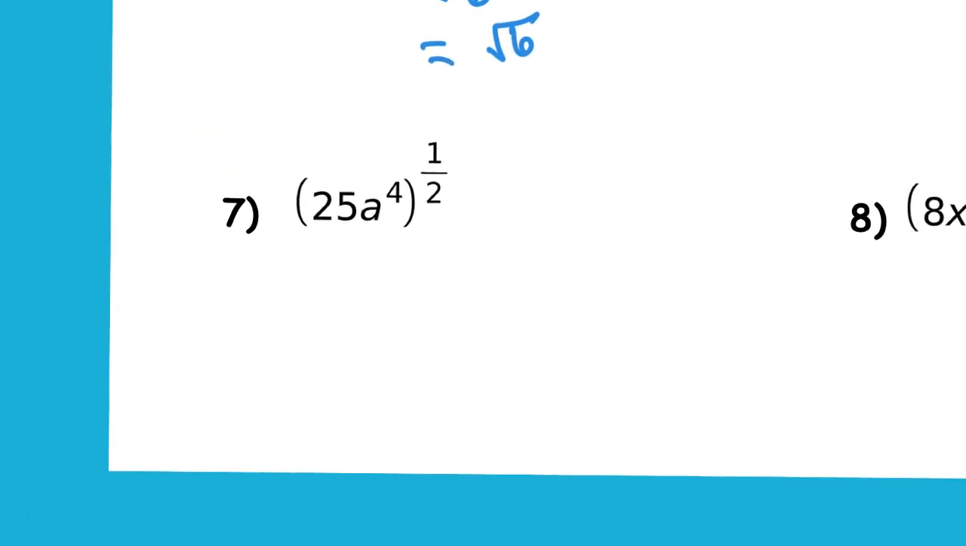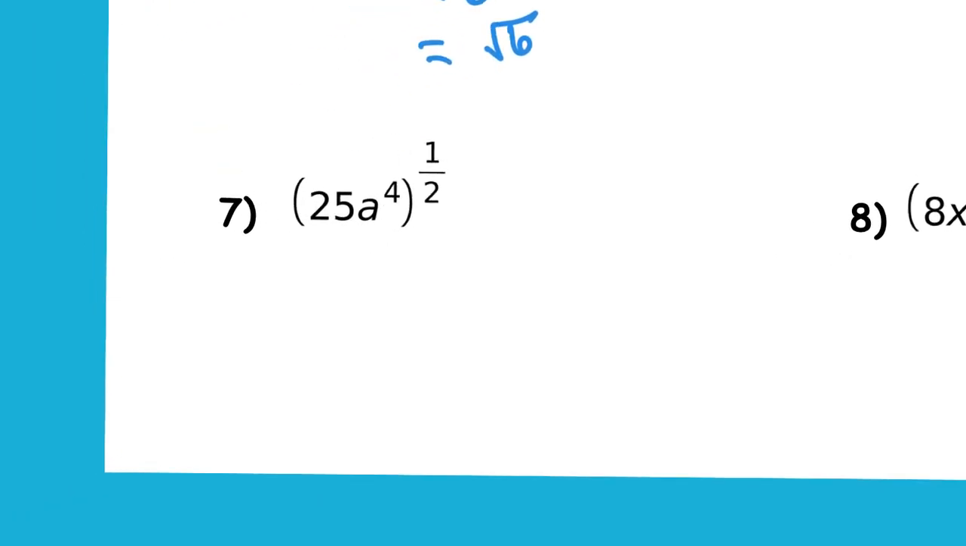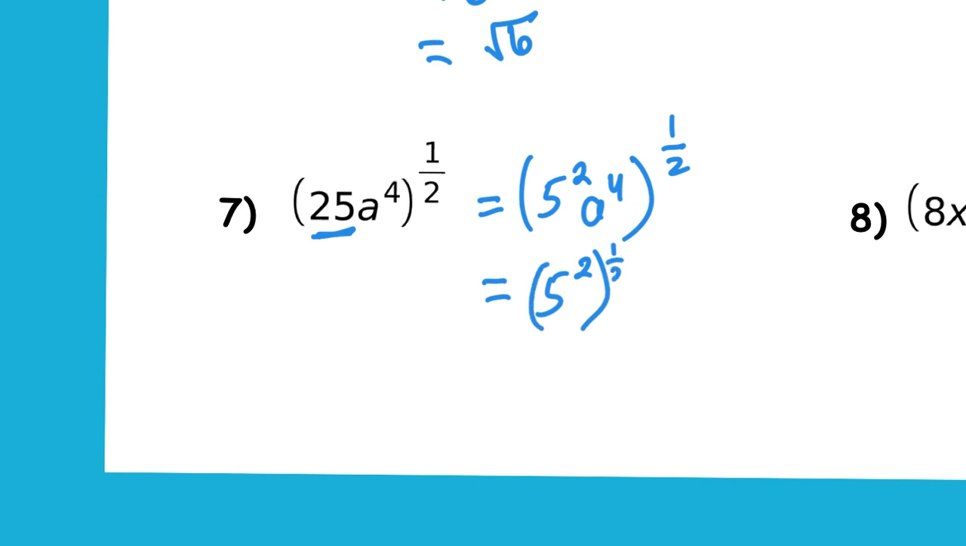Okay, so next. Oh, this is a really good one. So let's think about getting 25 to prime. So we're going to be 5 and 5? So 5 squared? Yeah. So we have 5 squared, a to the 4th, and it's all raised to the 1/2. Each one of these is being raised to the 1/2, so I could rewrite it as 5 squared to the 1/2 times a to the 4th to the 1/2. And this is total extra work here. You wouldn't have to write this, but I just want to make sure everybody sees what's happening.